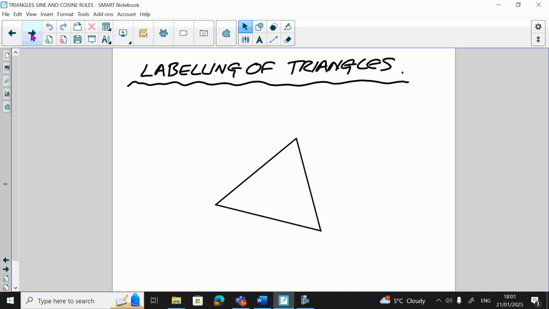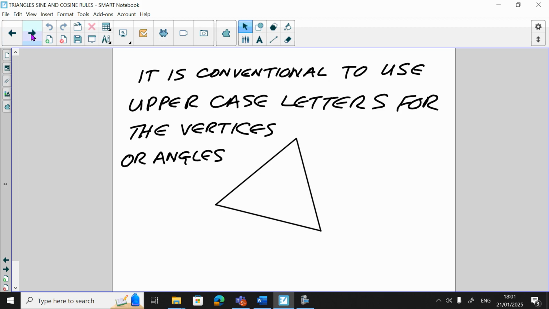So it's now quite important, as is the title here in this page, about the labeling of triangles. I'm going to be using letters here. It doesn't matter what letters I use, as long as I'm consistent. So I'm going to be using large letters or uppercase letters for the angles or corners or vertices, whatever you want to call them. I'm going to be using the lowercase or small letters for the sides, kind of opposite them.